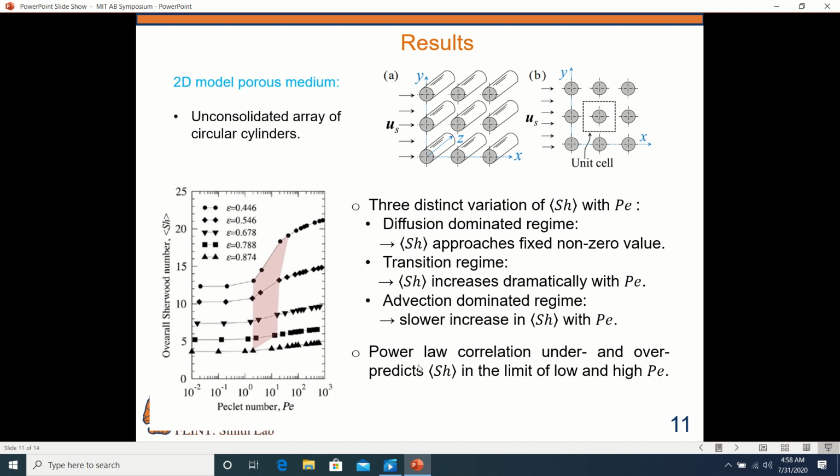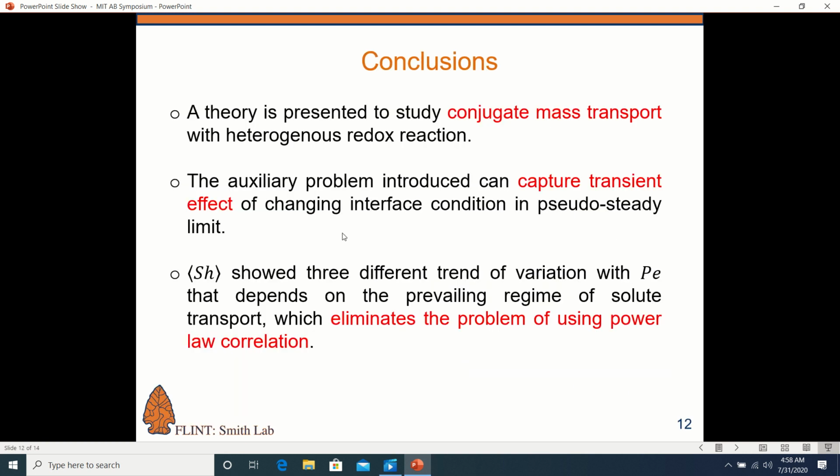This graph tells us that power law correlations, like people use in their upscaled models, under- and over-predict Sherwood number in the limits of low and high Peclet number. So instead of using any power law correlation, we can use our model, which gives us this data, and we can use that data in upscaling models.